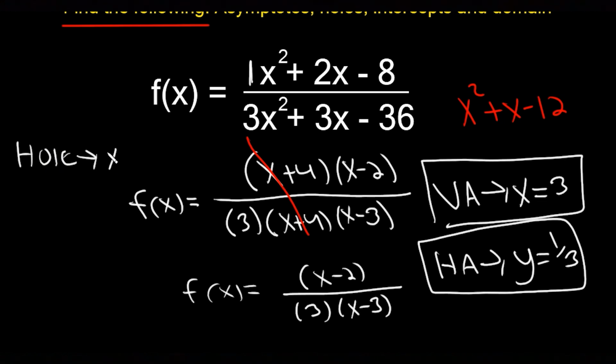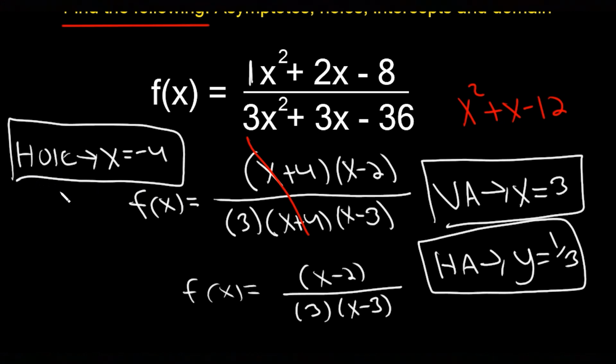Okay, and I'm going to say x is equal to negative 4. So what ends up happening here is it will be undefined at that point. It's going to be very similar to as if you were doing division by 0. But the only difference here is that you had a common factor and it canceled out. So it's not going to be a vertical asymptote. It's literally going to be a hole in your graph.